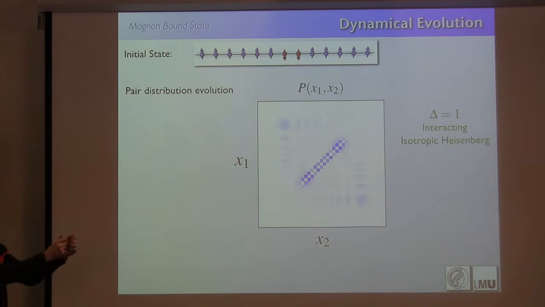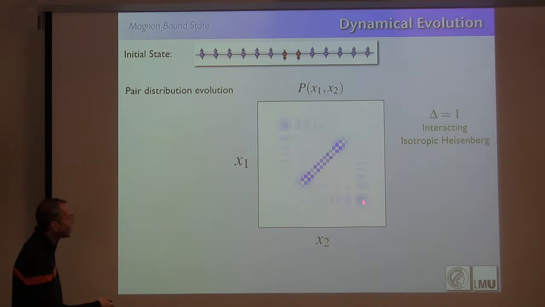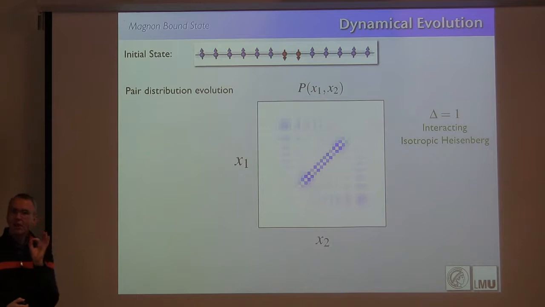And now to come to your question again. The reason why there is some separation is because this initial state does not have 100% overlap with the bound magnon state. It's a little bit more complicated than just two particles in the chain. It has some superposition of them being on neighboring sites as well.